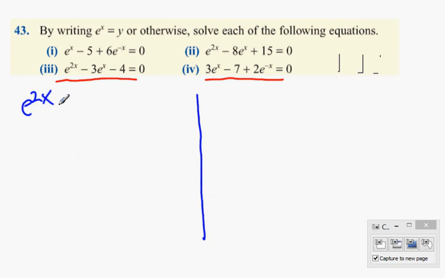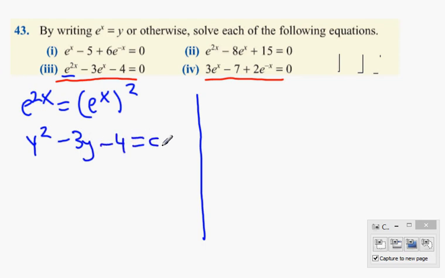e to the 2x equals e to the x, squared. Is everybody happy with that? Yeah? We've done these before. This means this one here is y squared, this one here is minus 3y, and this one here is minus 4 equals 0.